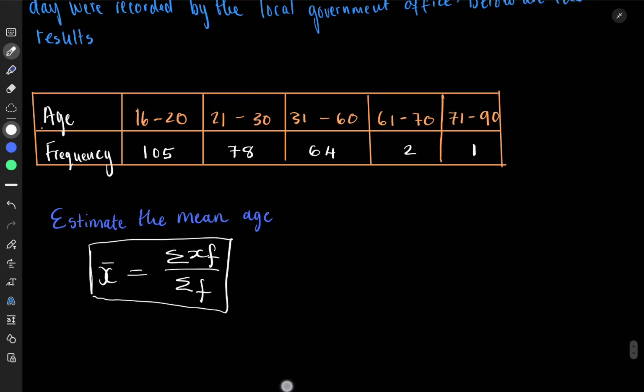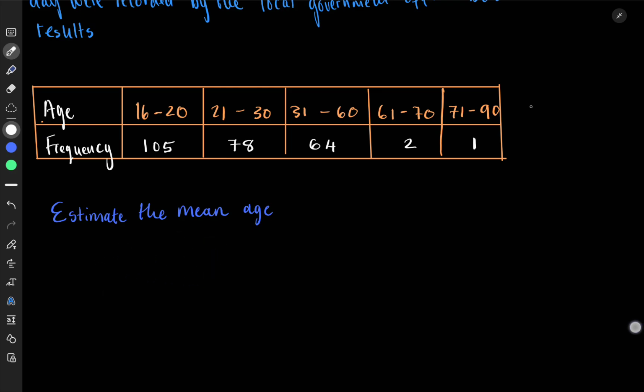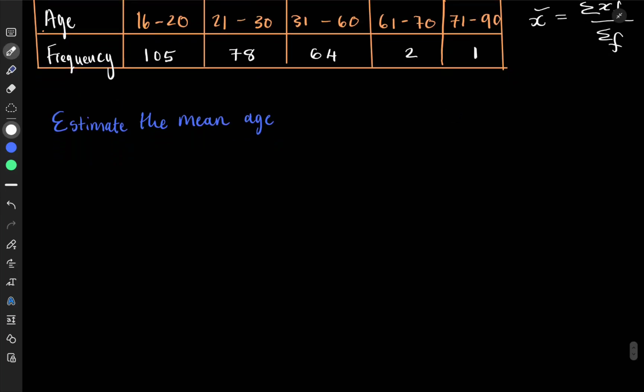I need X, and X is from my data, which is age. I have 16 to 20. Who do I take as my X? I can't see anything, right? F I know is going to be frequency, but who am I going to take as my X? Because it's grouped, that means you have to make a table. So this formula, you're going to have to put it a little bit later, right? So I'm going to write it here: X bar is equal to the summation of XF over the summation of F. We'll put it later. The moment I see that it's grouped, I have to make a table.